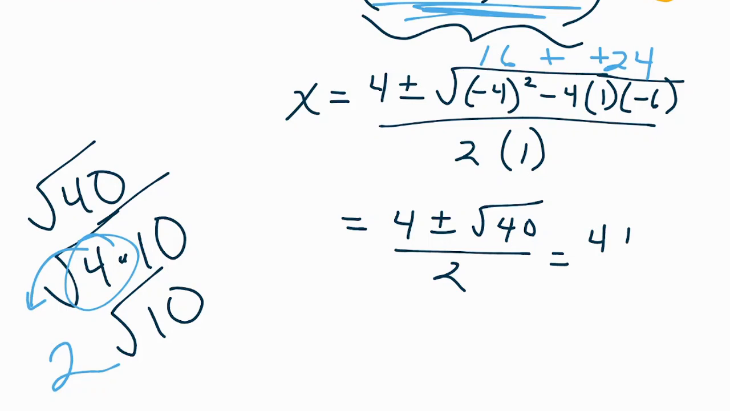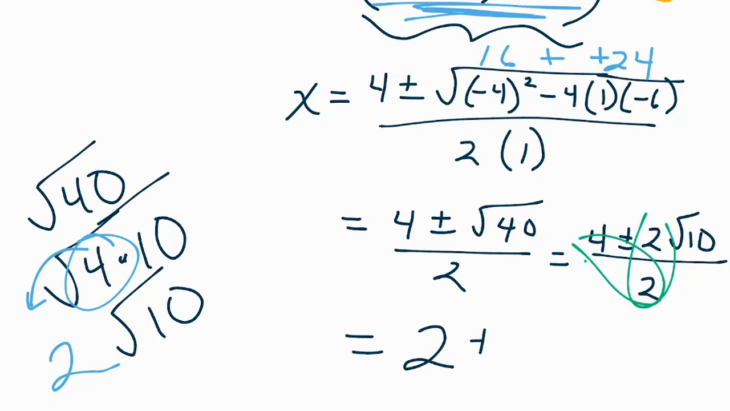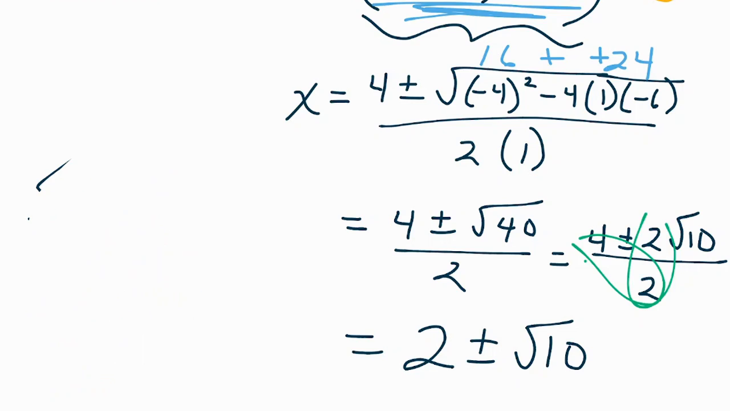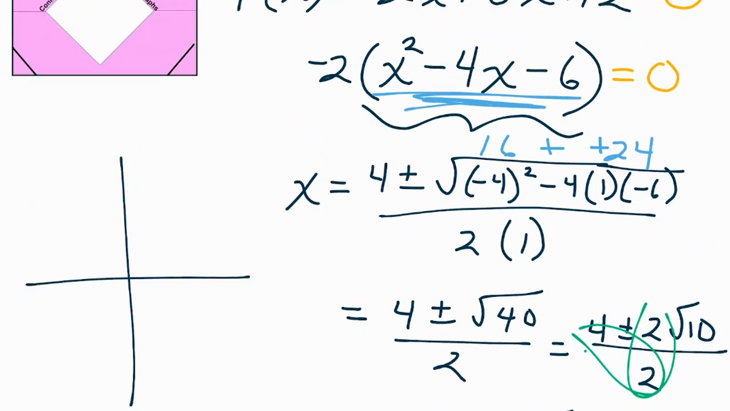So the problem can simplify a little bit to be 2 root 10. That is 4 plus or minus 2 root 10 all over 2. Then I can do a little hard method to further simplify to be 2 plus or minus root 10. Now, it got a little trickier here, but I had to use the quadratic formula to be able to solve for the zeros. But we're supposed to be making a connection with the graph.